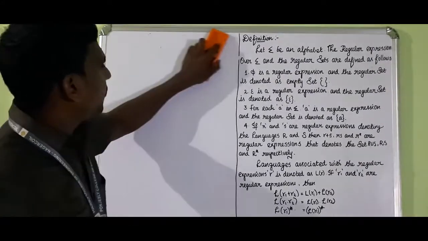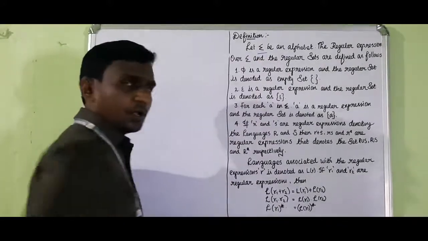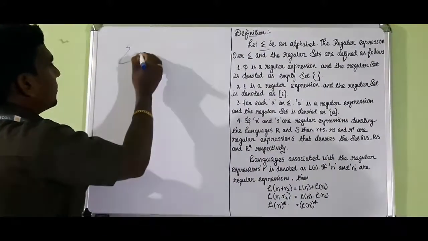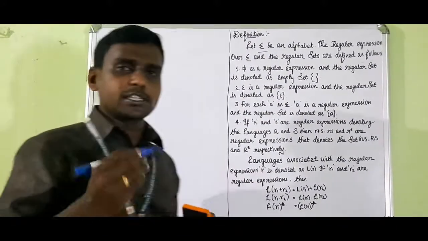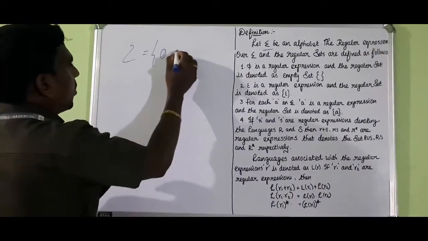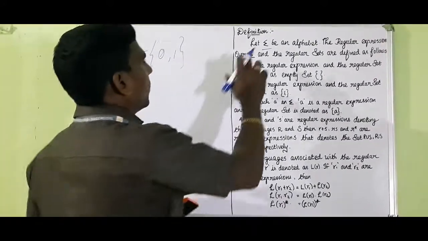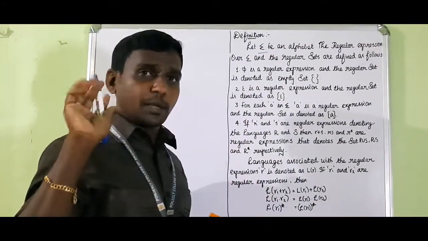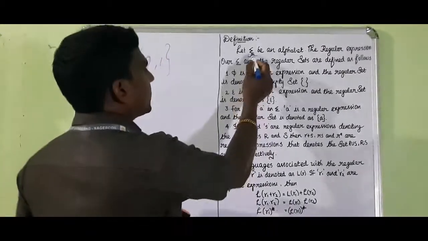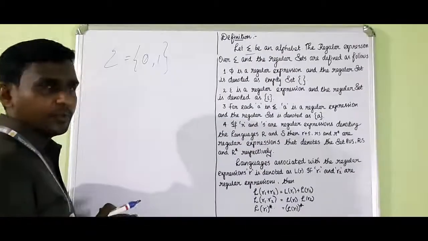Another definition of regular expression is this. Let sigma, you know what sigma is? Sigma, as we studied in the first unit, is an alphabet, for example 0, 1, two input symbols. That is sigma. And what is capital Q? The number of states. Just remember. Let sigma be an alphabet, for example like this.